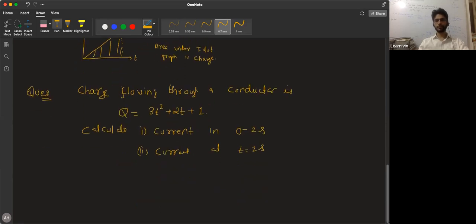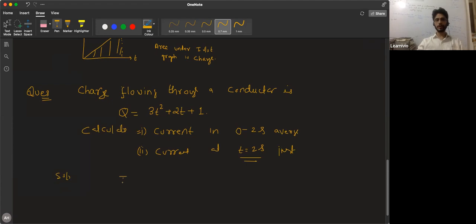So Alia, in the first part, is the current in 0 to 2 seconds an average current or an instantaneous current? Anshika, 0 to 2 seconds is average or instantaneous? Average. See, when you have a time interval, and an instant is not given, it's 0 to 2 seconds. In between 0 to 2 seconds, a time interval is given. That means your current is average. Here, a time instant is given at t equal to 2 seconds. This current will be instantaneous.